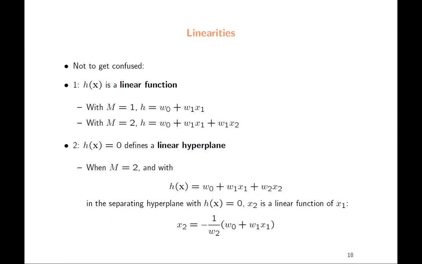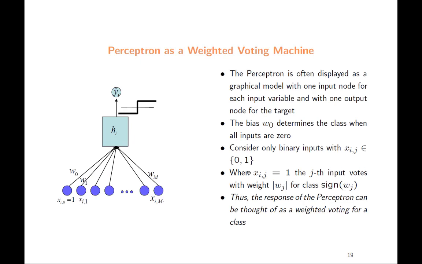You have to be careful. There are many things which are linear here. One is h of x, which is a linear function of the input, and then the hyperplane is also a linear function or linear hyperplane. You can consider it as a weighting machine. If you have a lot of inputs, you put weight on them. They get this weighted addition, and then as a decision rule we apply a threshold function.